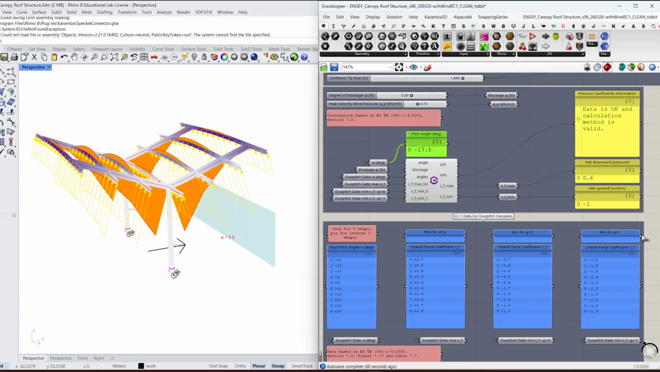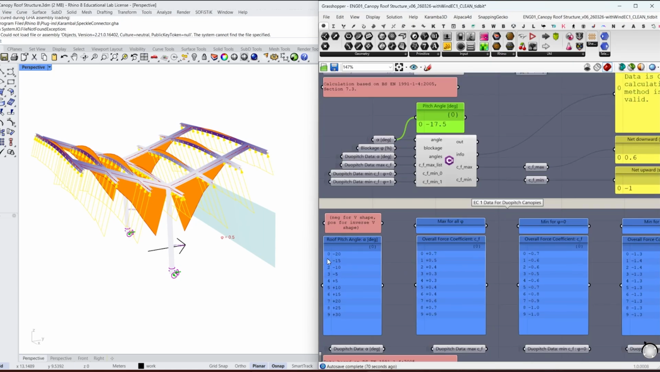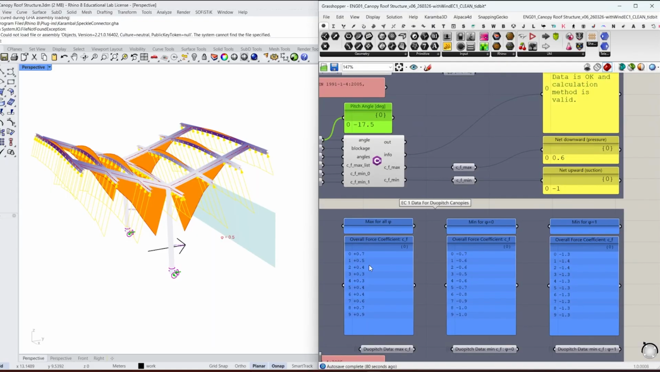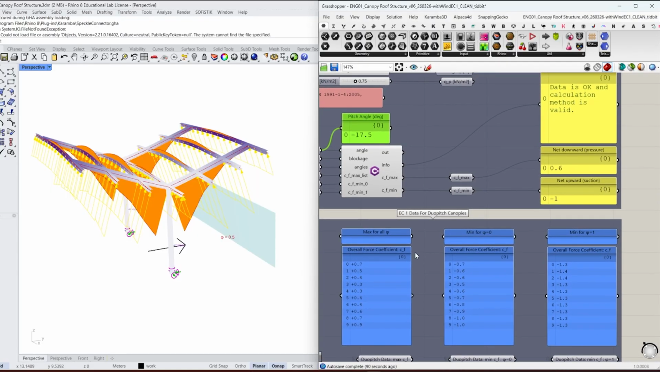For our final step, let's look at an exact example and trace the values through the calculation. For this specific tip rise, we get a pitch angle of -17.5 degrees, which means we have a V-shaped canopy. It also means our angle sits exactly in between index 0 and 1 in the list of angles provided by the Eurocode. This means that for the force coefficients, we have to interpolate between the values in between index 0 and 1. So for CF_max, we get 0.6, which is the actual final net downward pressure coefficient we get from our C# script.